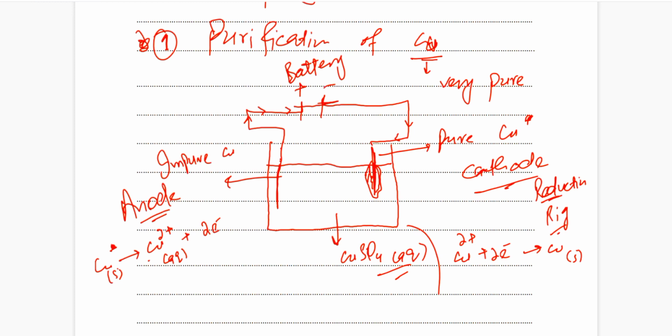The copper sulfate aqueous, its color is blue, and it will not fade. What's the reason? Because no copper will be taken from the copper sulfate. Only the copper which is being oxidized on the anode, which has the plus charge, will be reduced over here.